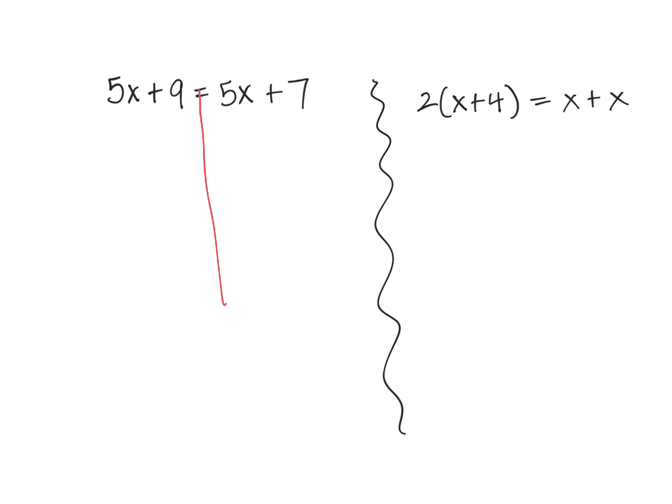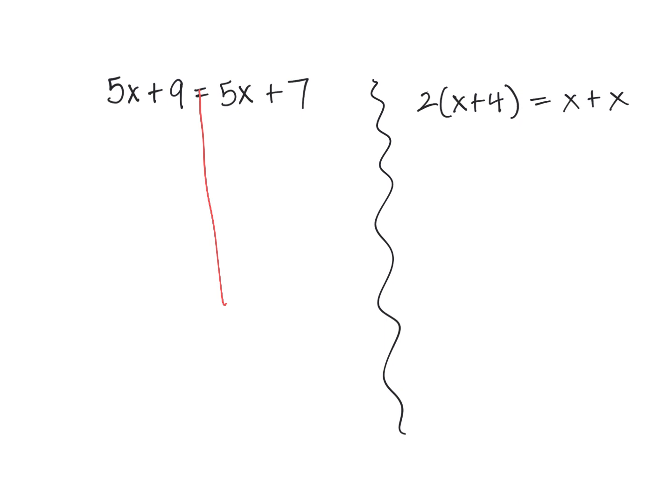So if I gave you an equation like this first one, 5x plus 9 equals 5x plus 7. Right away you might notice, hey, they both have 5 x's on each side. And then one has a 9 on the side, one has a 7 on the side.